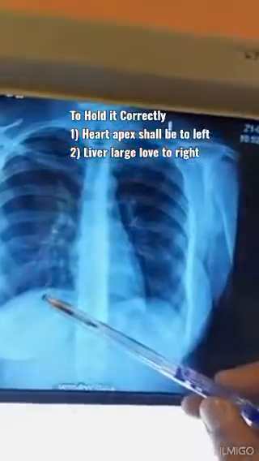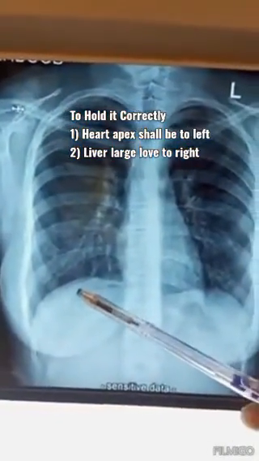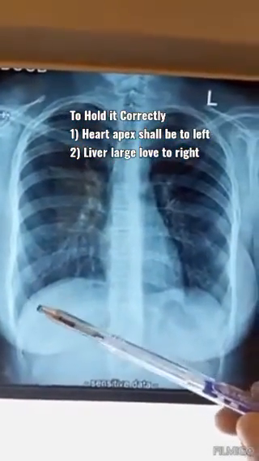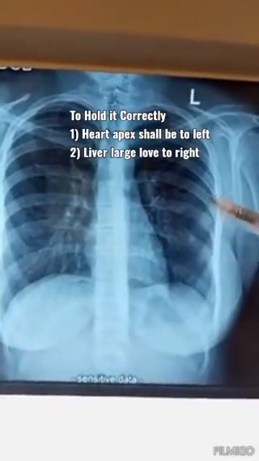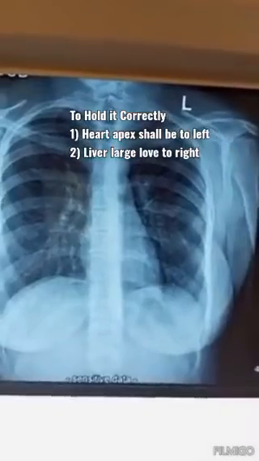Once you see bubble gas on the right side, it is a surgical emergency. It demonstrates that there is a bowel perforation, right?